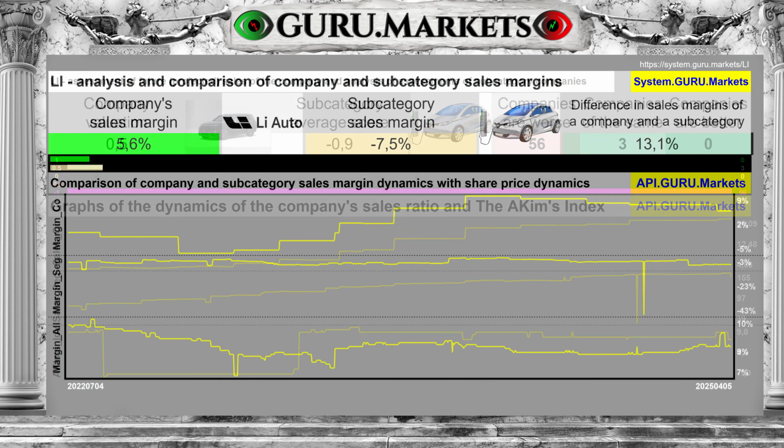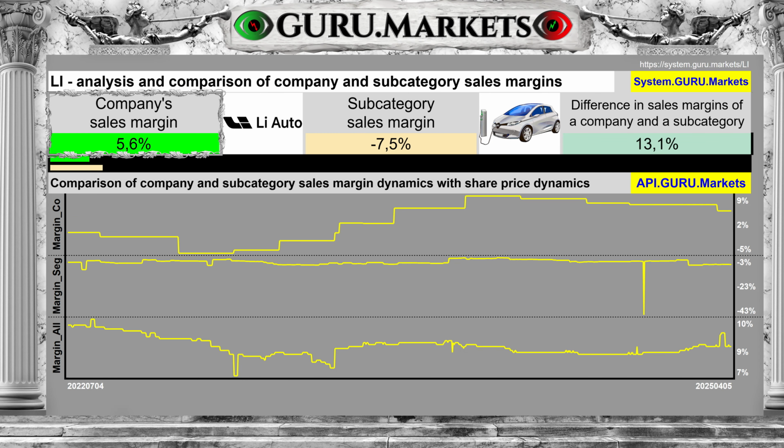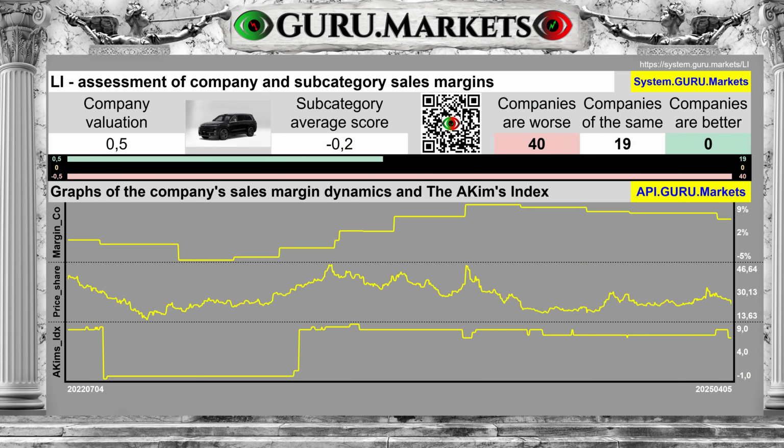The sales margin is 5.6%, with the average for the subcategory minus 7.5%. The difference between the subcategory average and the company's performance is 13.1%. Assessment of sales profitability in comparison with the indicators of companies in the subcategory: good, 0.5 points.